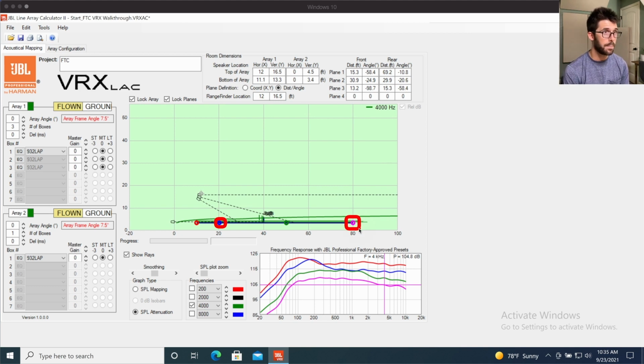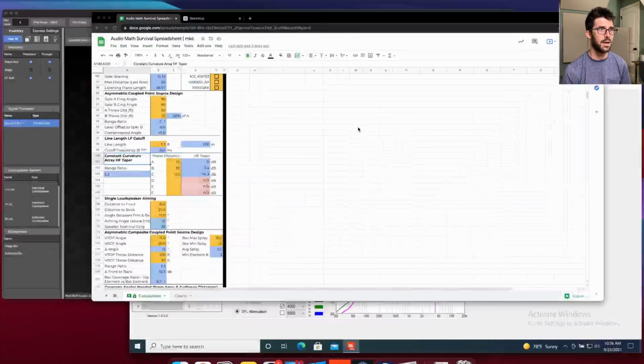I'm looking at the top box to the back row, and that's telling me 69.2 feet, and I can remember that. Then if I move my rangefinder to the bottom of the array, which is about 11 feet, and I measure to the front point of plane 1, which is right here, that's 13.5 feet. So I have 70 feet from the top box to the back row, and 13.5 from the bottom box to the front row. That's going to give me my distance ratio.